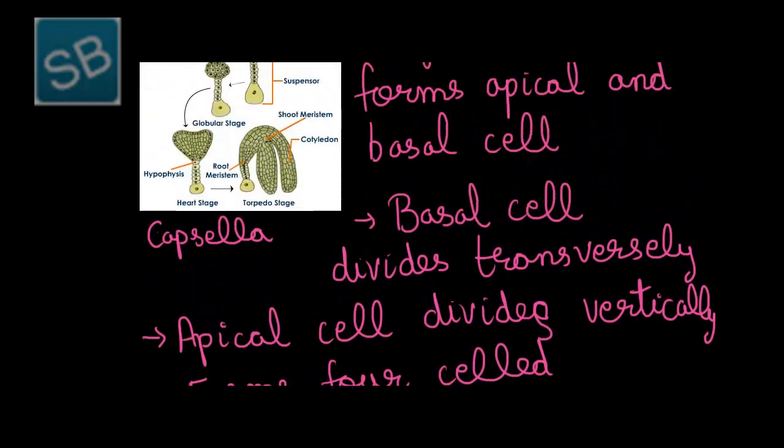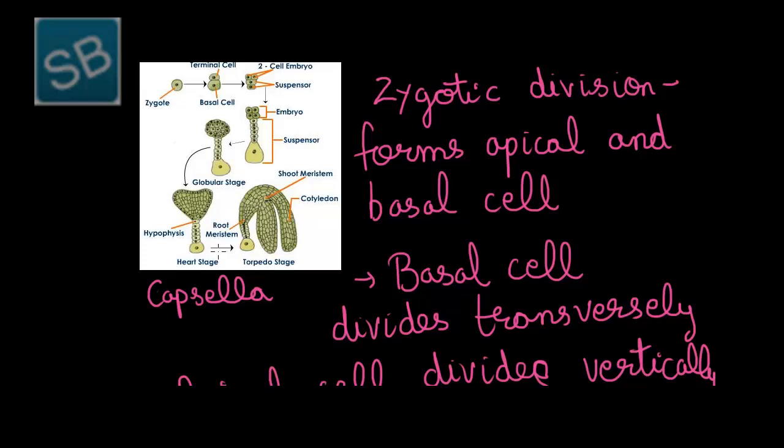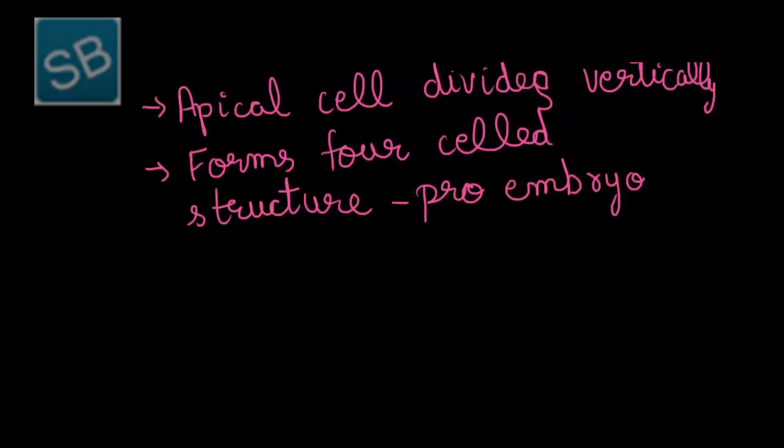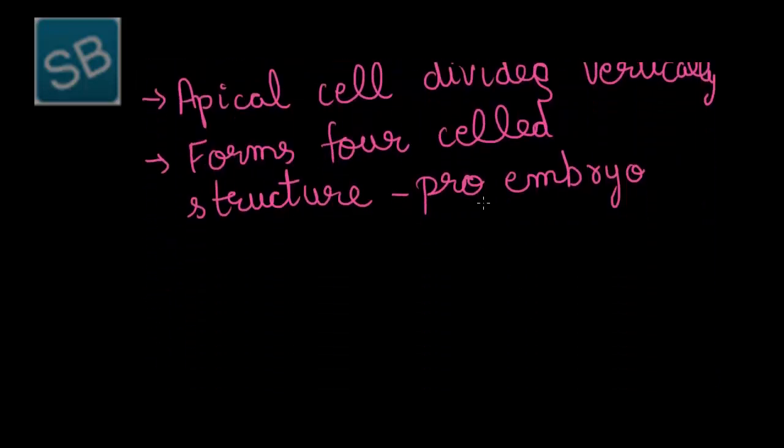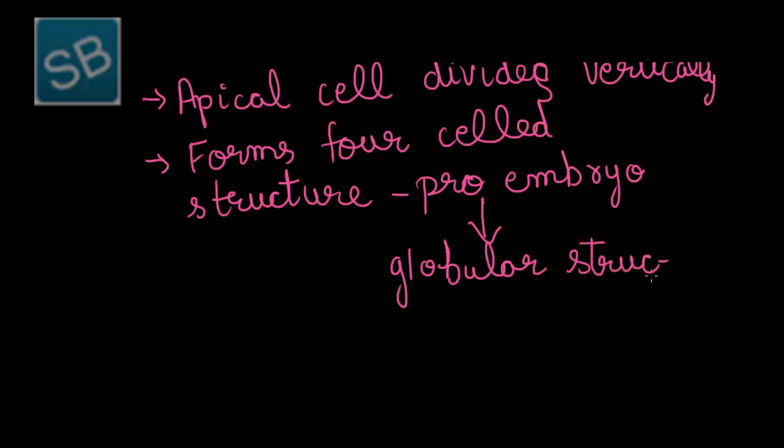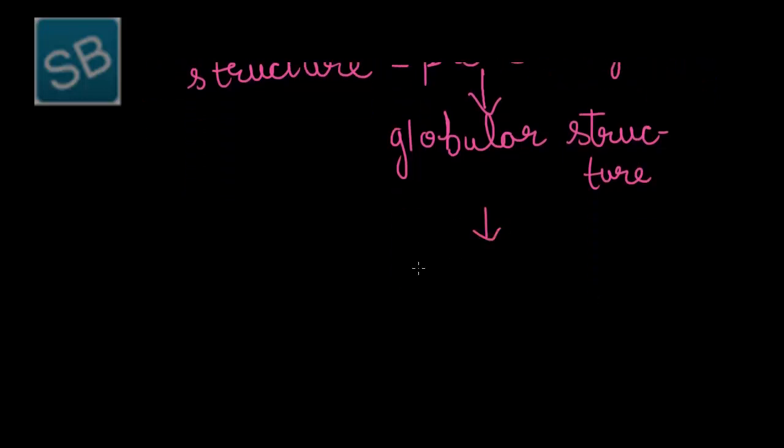This proembryo divides to form first of all the globular structure, which then converts into a heart-shaped structure, and finally mature state, that is torpedo stage. Thus, proembryo divides to form a globular structure, which further divides to form a heart-shaped structure, and finally results into mature form, that is torpedo structure.